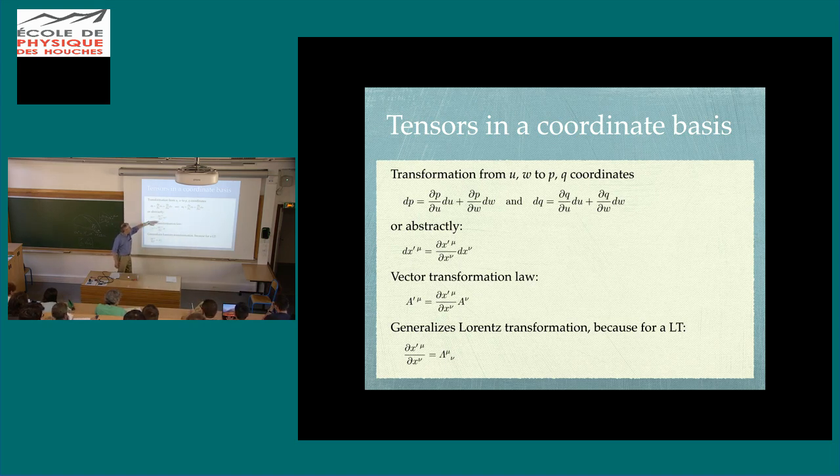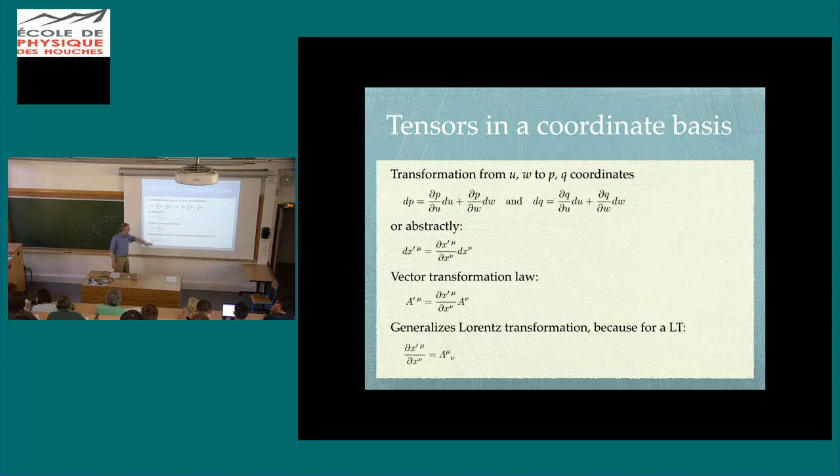And if you want to write that abstractly in index form, it looks like this. So that's a transformation of the displacement vector. The components of the displacement vector are given by this transformation law. Just like we did in special relativity, we're going to make that the definition of the transformation law for the components of a 4-vector.